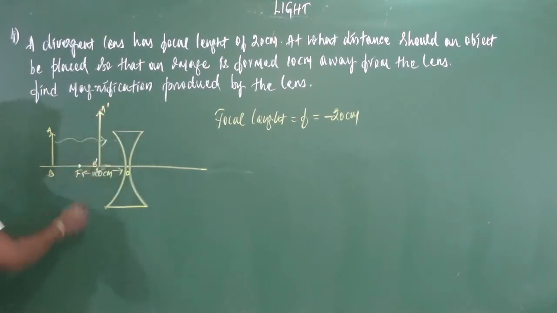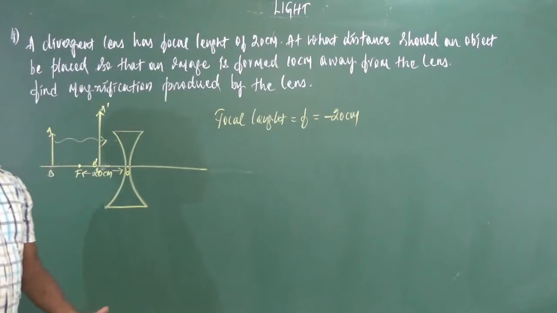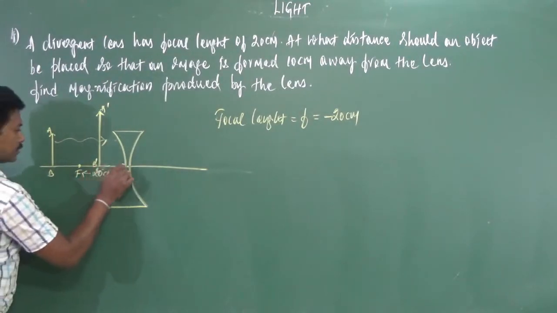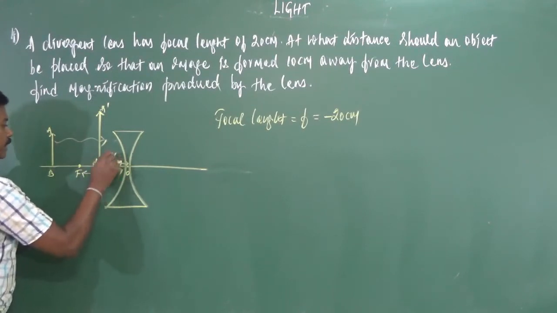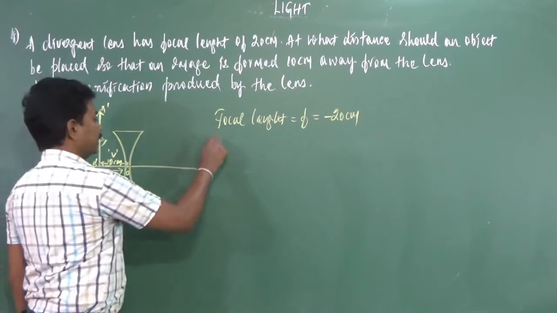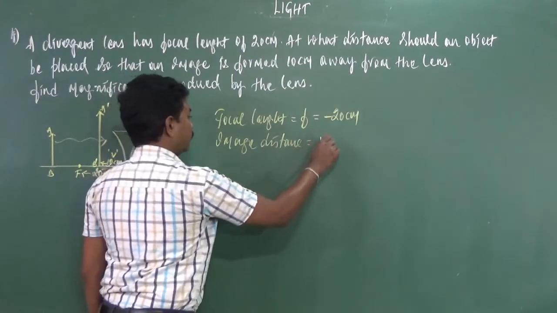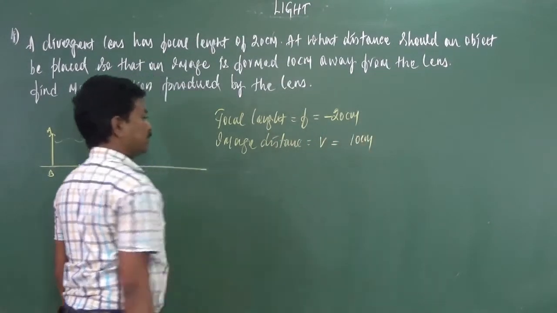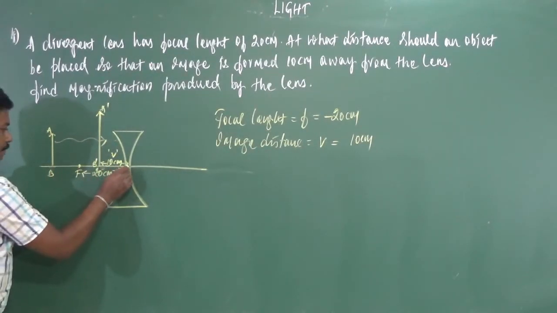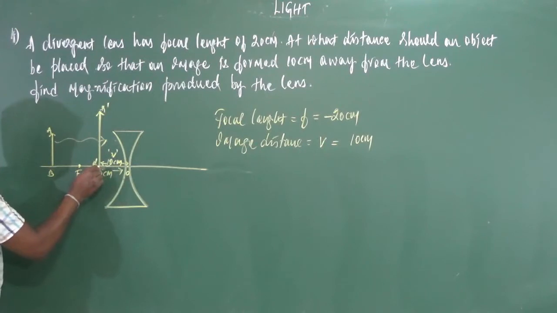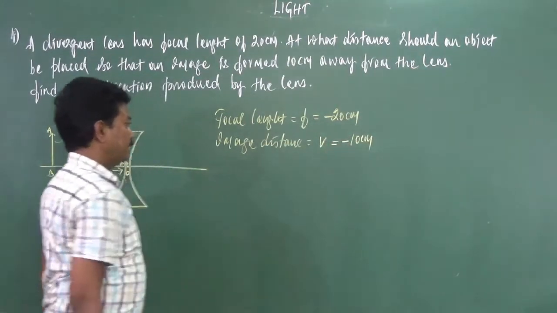I have taken it as a virtual and erect image, because concave lenses always make virtual and erect images. So this distance from the optic center, this is 10 centimeters and this is taken as V. So image distance V is equal to 10 centimeters. Is this 10 centimeters positive or negative? Here, as you are measuring from the optic center against the direction of light rays, V is taken as negative, right?